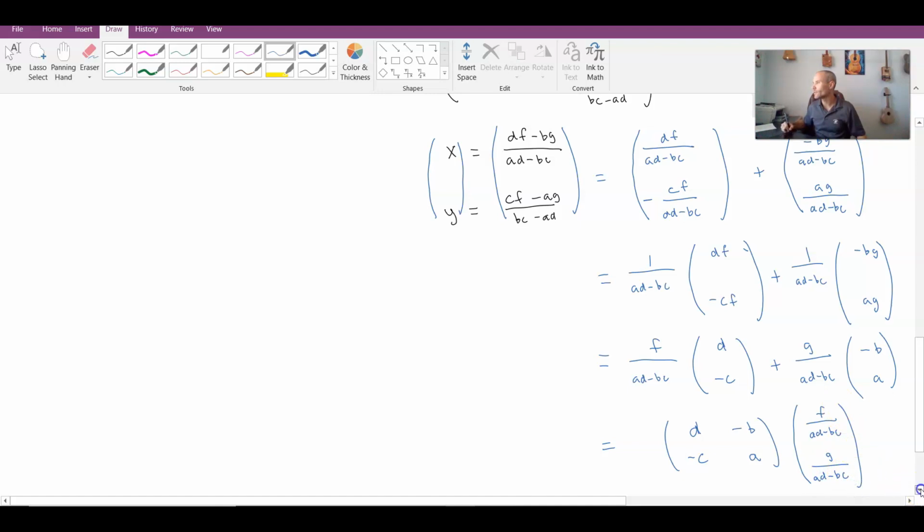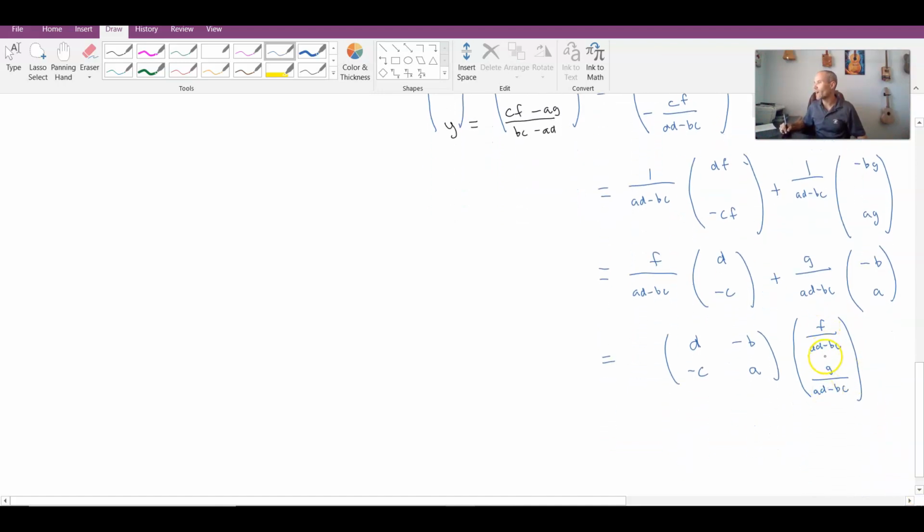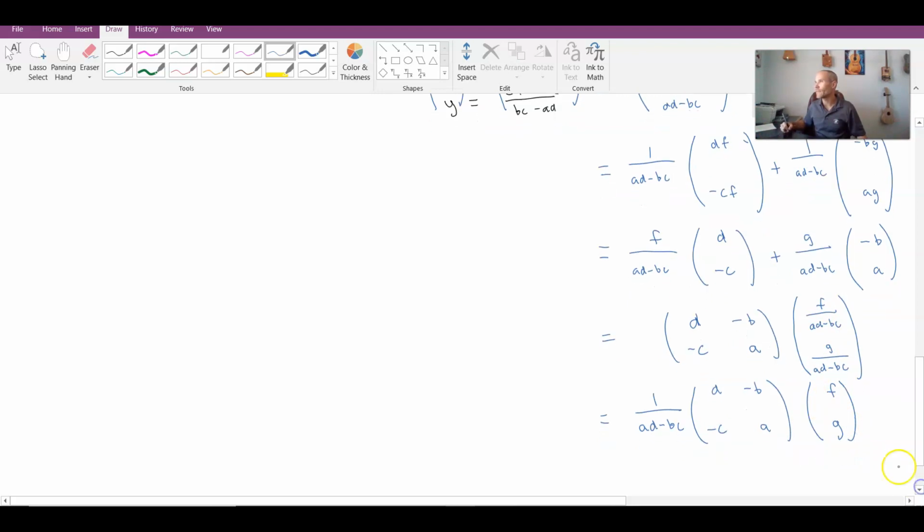Next, I see that I can factor out 1 over AD minus BC, so I'll pull that out front. Then I have the D, negative B, negative C, A matrix, and what's left inside is just F and G. Now here we are at the end. We just said that all the way down, this is what the XY vector is equal to.